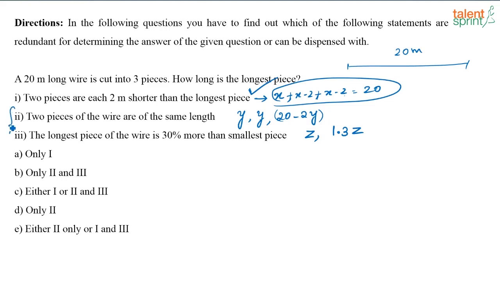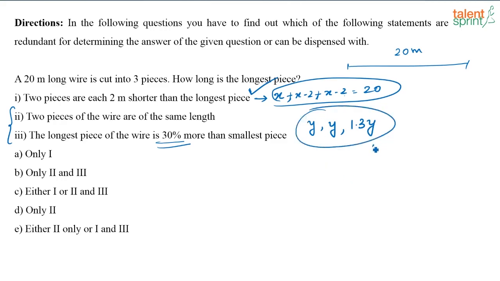Now if I combine these two statements, what does that mean? It means that I have 2 pieces which are equal in length, which are of the same length, and the longest piece is 30% more than the smallest piece. So if I say there are 2 pieces whose length is y, then the longest piece will be 1.3 times y. So again, using these, I can say y plus y plus 1.3y is equal to 20, and by solving this I can find out the value of y and I can find out what 1.3y is.